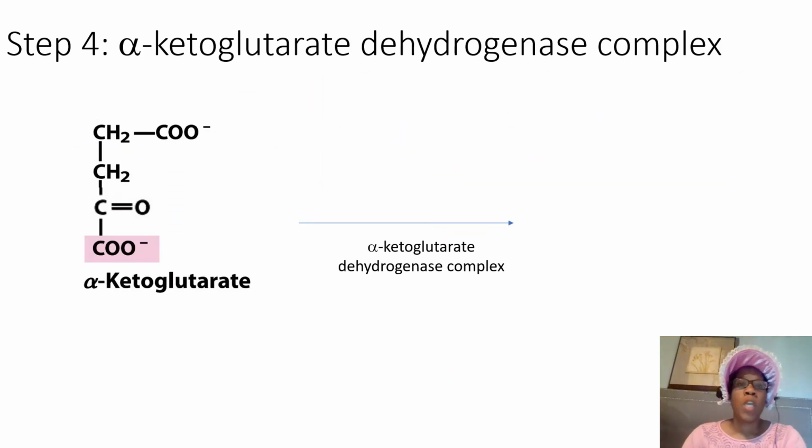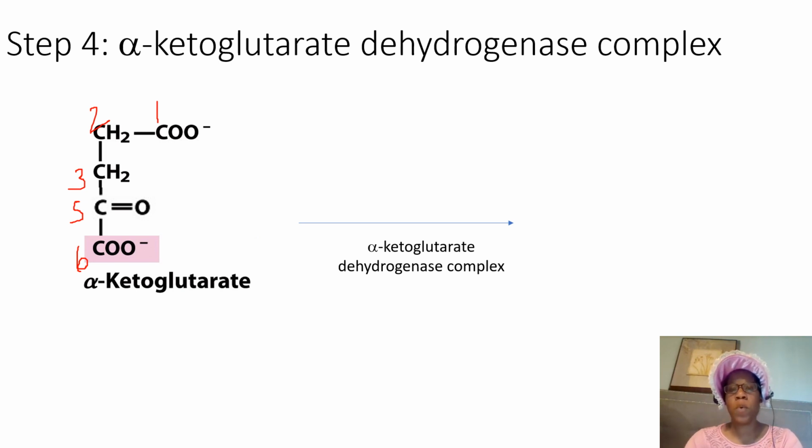So step 4 starts with alpha ketoglutarate. So let me just go in and label the carbons. Carbon 1 from citrate, carbon 2 from citrate, carbon 3, we lost carbon 4 from citrate, carbon 5, and carbon 6. So this is a 5 carbon alpha ketoglutarate. And the enzyme that catalyzes this reaction is called alpha ketoglutarate dehydrogenase complex. All right, so if you have in front of you or you remember, steps 3 and 4 are decarboxylations. So as we have highlighted here, we're going to lose a CO2, carbon 6.